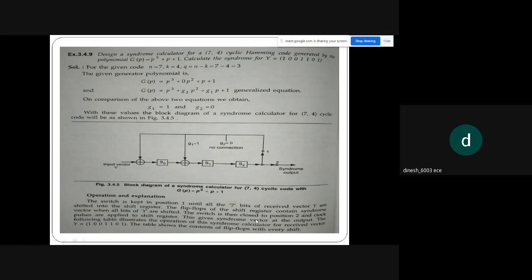Then the switch is closed to position 2 after all the 7 bits have been passed, and clock pulses are applied to the shift register. This gives the syndrome at the output. The following table shows the operation of the syndrome calculator for the received vector 1001101. So let us see for y equal to 1001101 how the operation takes place in the syndrome.